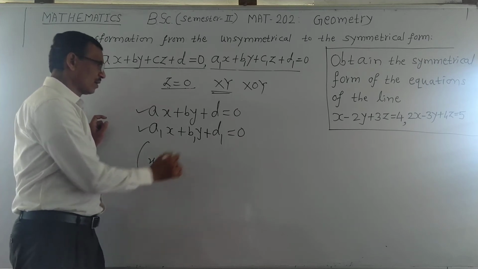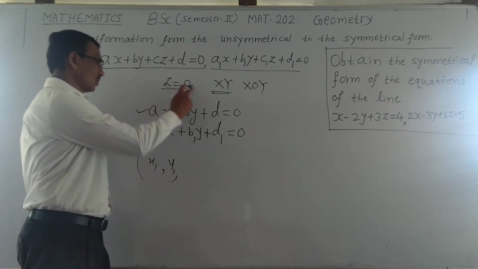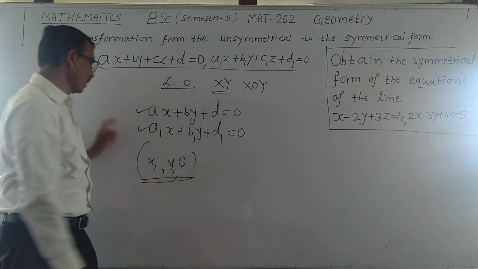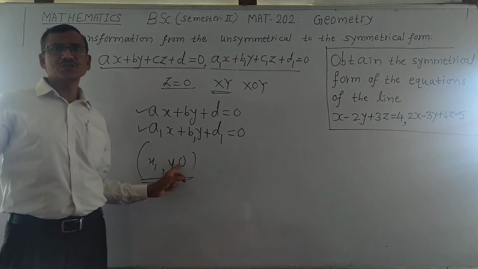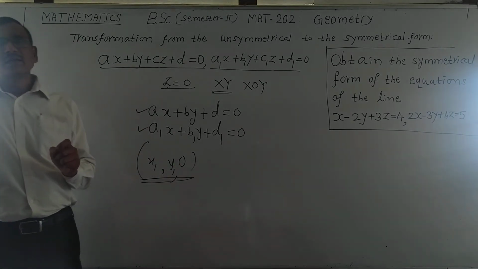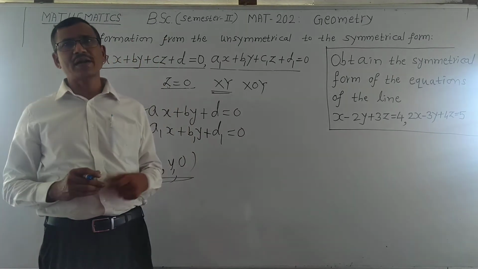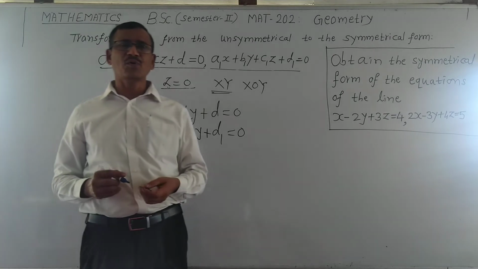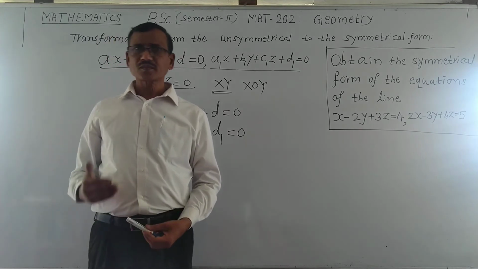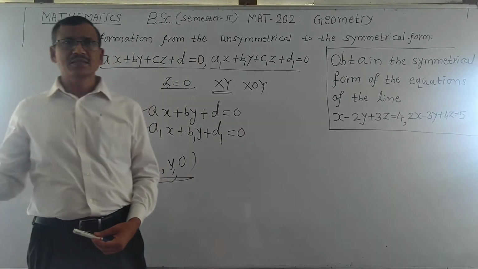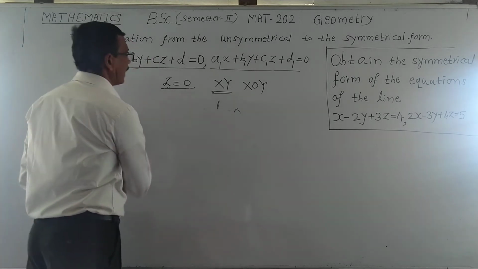Suppose the value of X is X1 and the value of Y is Y1 after solving these two equations, and Z equals 0. That means the coordinates of a point which lies on this line are x1, y1, 0. So we get the direction ratios of the given line and the coordinates of any one point on the line, and therefore we can write the equation of the given line in symmetrical form. I am explaining this method by taking one example.